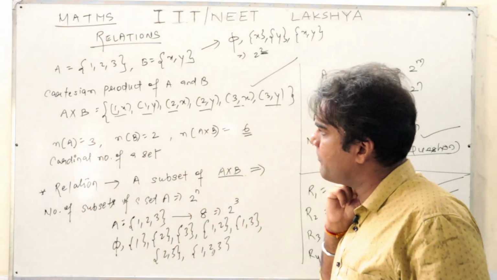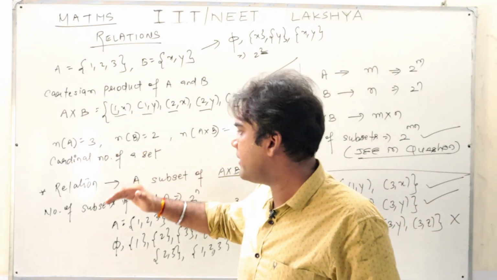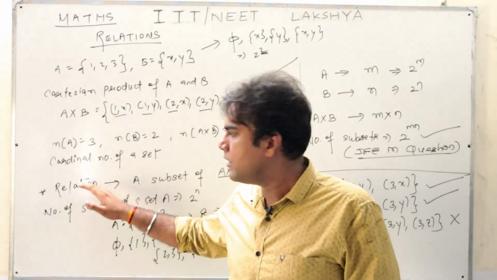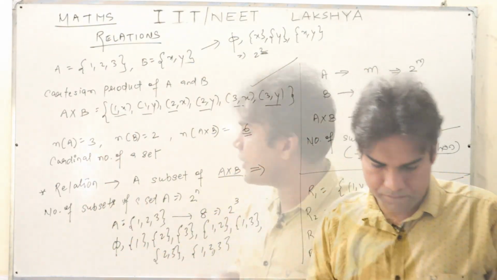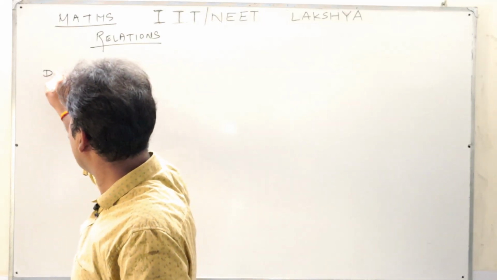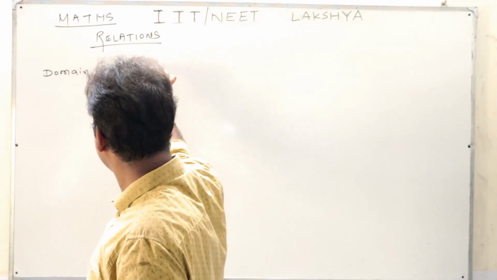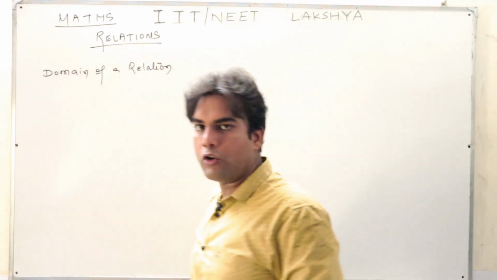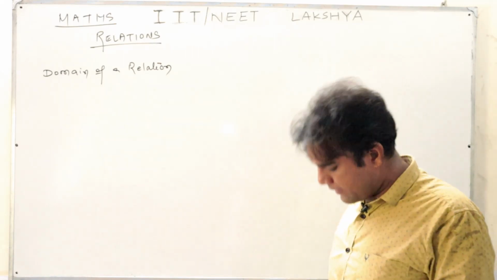Now let us discuss some important terms regarding a relation. I hope this concept is clear to you. You can note it down. Let us continue with some important terms regarding a relation. So first is the domain of a relation. Let us try to understand what the meaning of domain of a relation is.